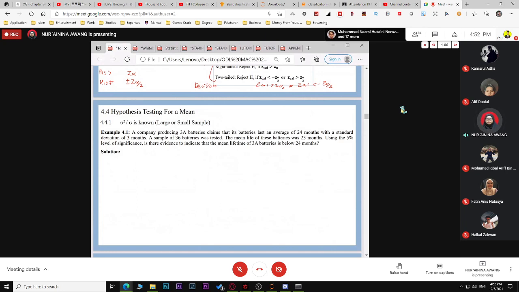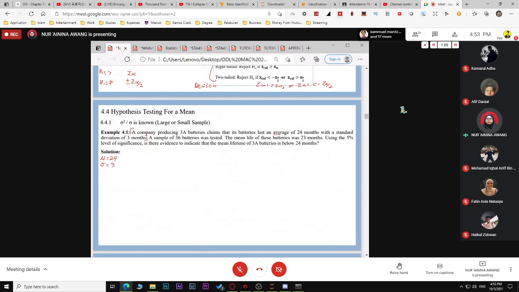Okay, in this case, a company producing 3A batteries claim that its batteries last an average of 24 months with a standard deviation of 3 months. So if you look at this sentence, okay, dia tak ada mention about the sample size. So we know that the average is for the population. So maksudnya your mu is equal to 24. Okay, and the standard deviation refers to your population. So the standard deviation for the population, sigma.